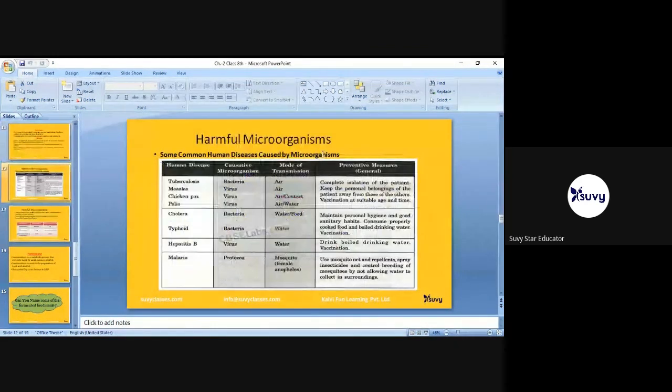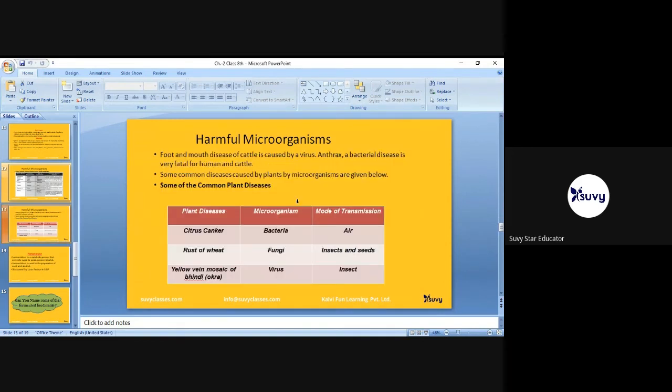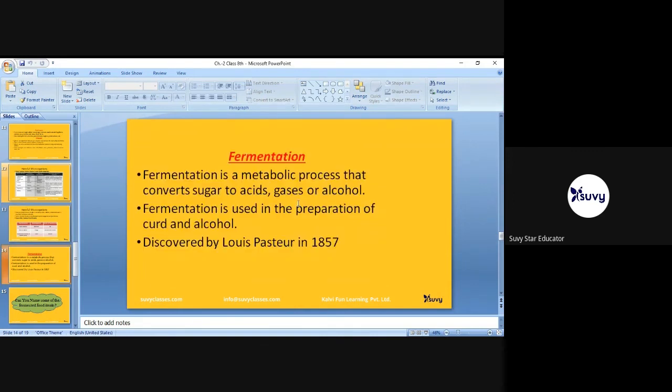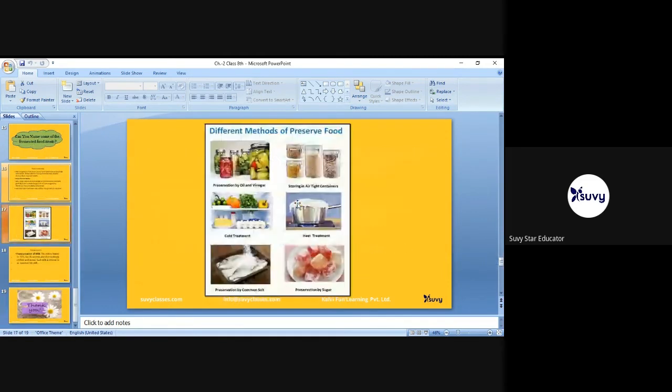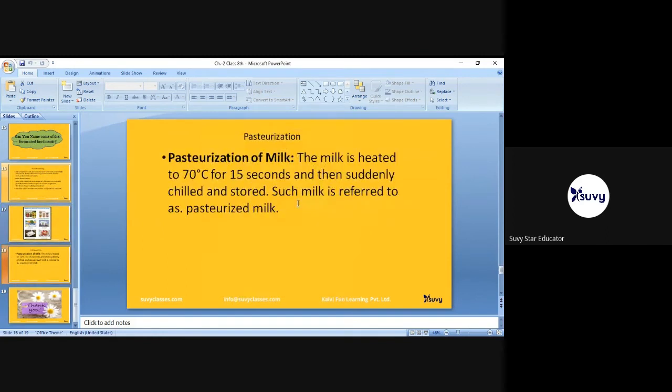Then we discussed the harmful microorganisms along with the table that includes various human diseases, the causative microorganisms, their mode of transmission, and how we can prevent these diseases. Then we discussed a few plant diseases and some animal diseases. Today we discussed fermentation, food poisoning, food preservation, the different methods by which we can preserve food items, and the last one was the pasteurization of milk.